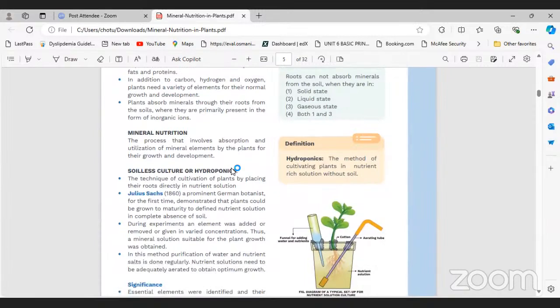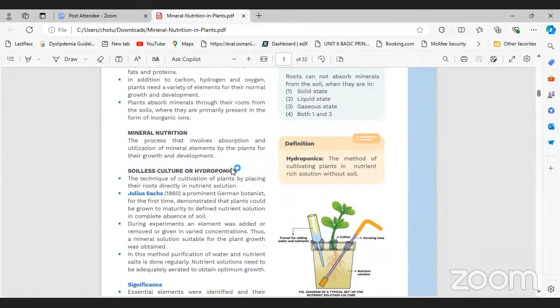Mineral nutrition: soil culture or hydroponics. What is soil culture? What is hydroponics? After that, each and every element will be read out. Soil culture means the technique of cultivation of plants by placing their roots directly in nutrient solution.